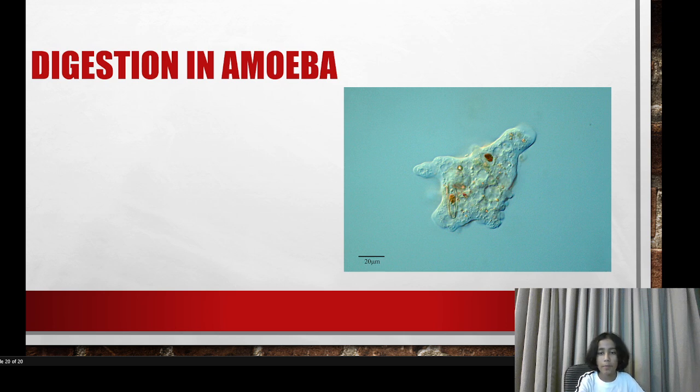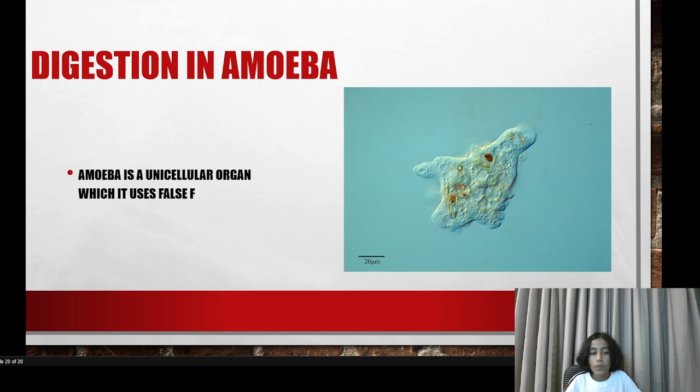Digestion in amoeba. Amoeba is a unicellular organism. It uses its false feet or pseudopodia to take in food inside the body. So it consists of vacuoles. These vacuoles take the food in, and whatever is undigested, it throws it out.